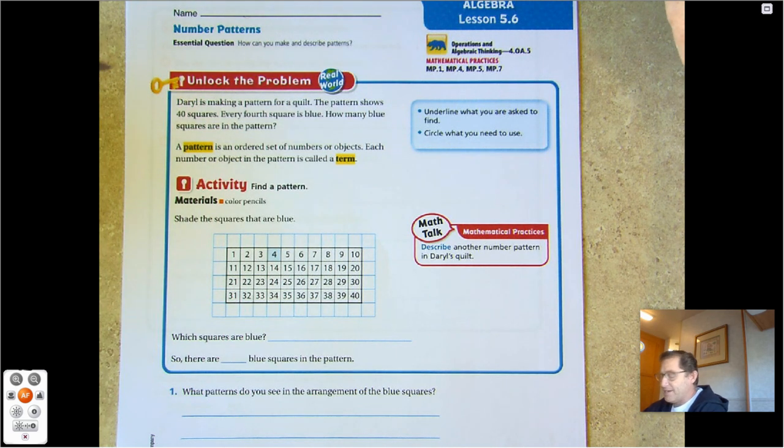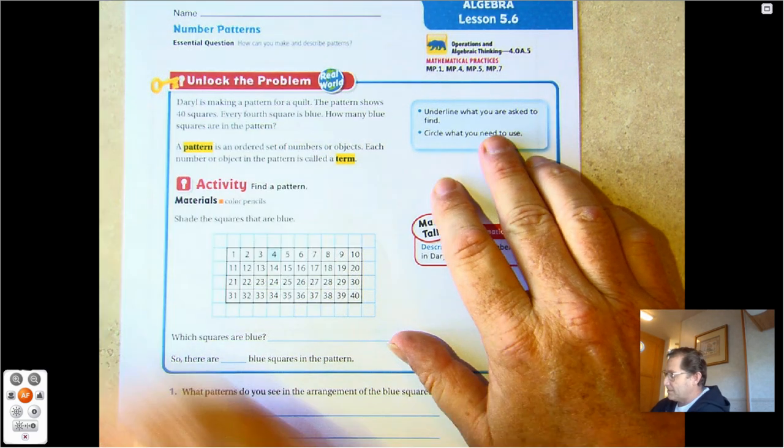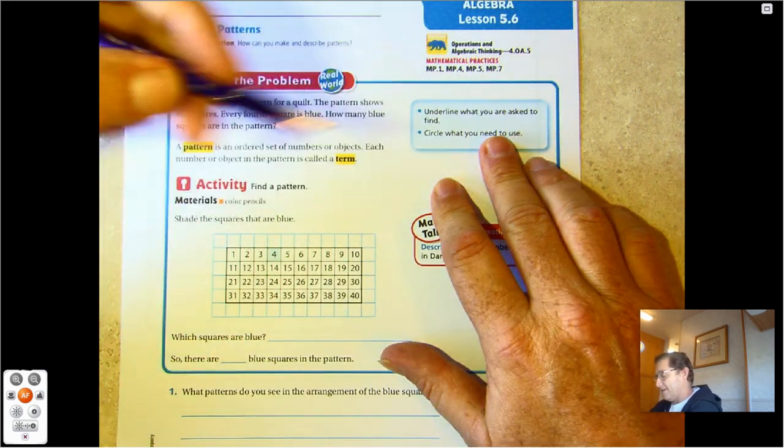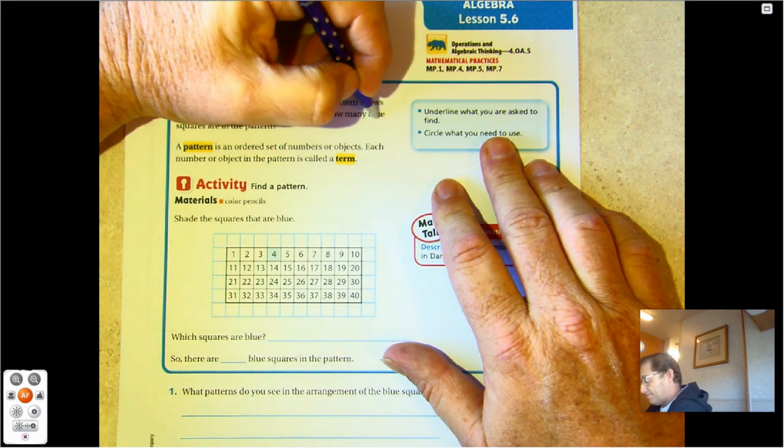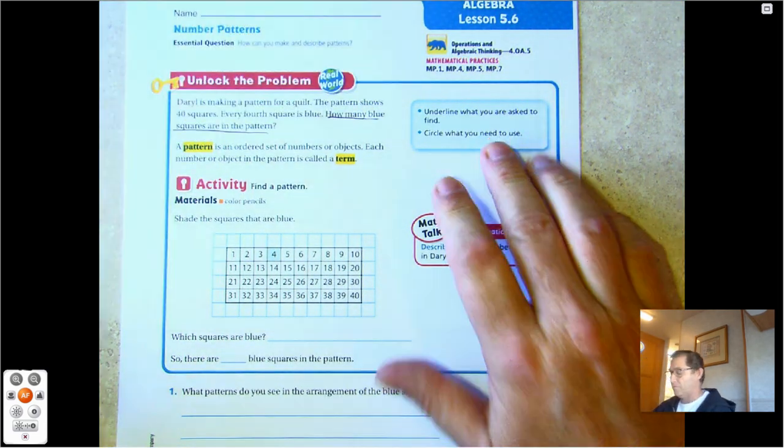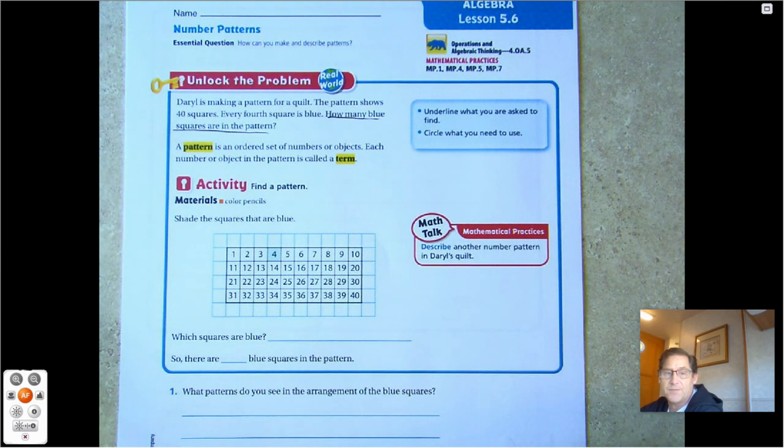Unlock the problem. Daryl is making a pattern for a quilt. The pattern shows 40 squares. Every fourth square is blue. How many blue squares are in the pattern? Okay, and so it asks us to underline what we're asked to find. So we need to find how many blue squares are in the pattern.